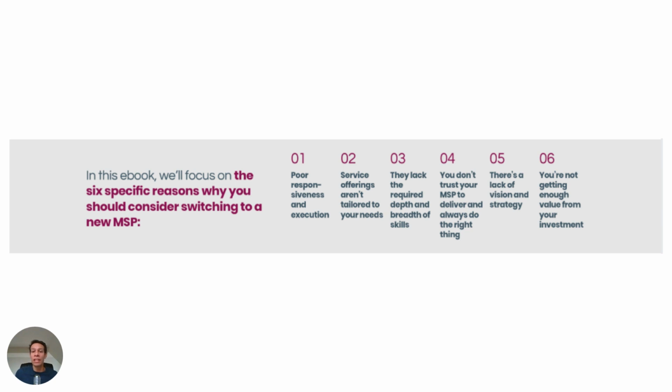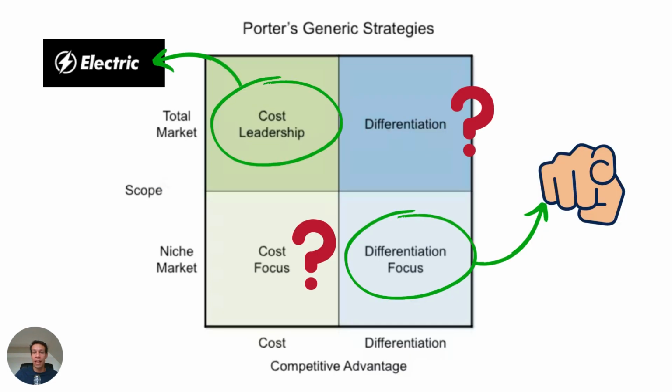That too is going to be very difficult for a mega organization like Electric that's trying to go nationwide and just be the low cost option. They're not going to be able to fill that. So that leaves for the rest of us a different type of differentiation, which is one that is more focused on that Porter strategy around differentiation focus.